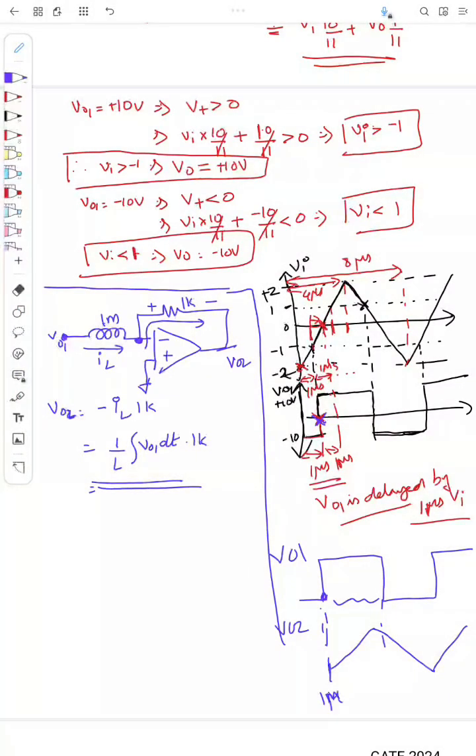Okay, and at this point, what is this point? This is plus 4, right? So that is 5 micro. So this is at 5 microsecond. Okay, so we will integrate from 1 micro to 5 micro.